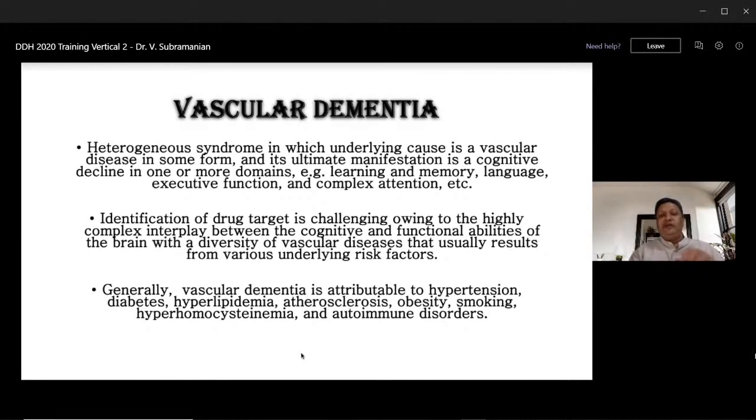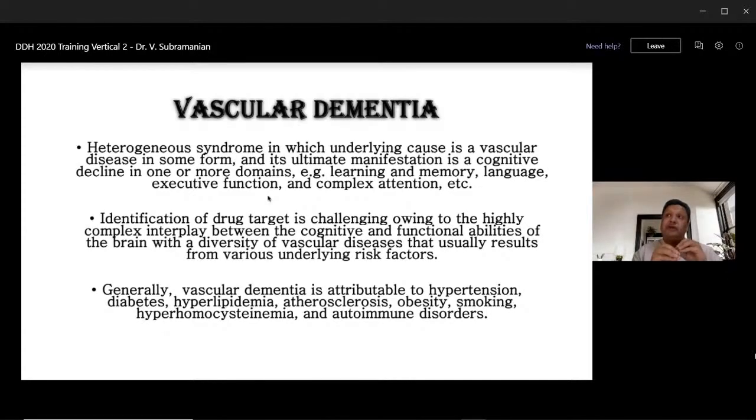So vascular dementia is one such disease on which we work, and it does not have any FDA-approved drug today for the treatment. And it is a syndrome. It is affecting learning, memory, and other cognitive domains, executive function, even complex attention. So identification of a drug target is challenging owing to the highly complex interplay between the cognitive and functional abilities of the brain with a diversity of vascular disease.